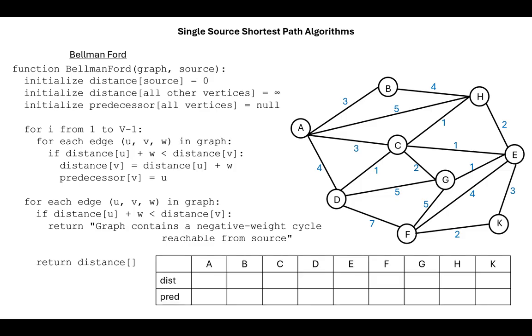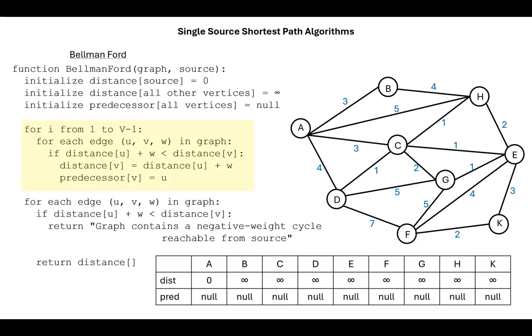So first off, we initialize two arrays. We've set the weight of A to be 0, the rest of the weights to be infinity, and we don't actually have to have predecessor handling here. We could reconstruct the path in the same way we did for Dijkstra, but this version shows you how we can maintain the path using predecessors.